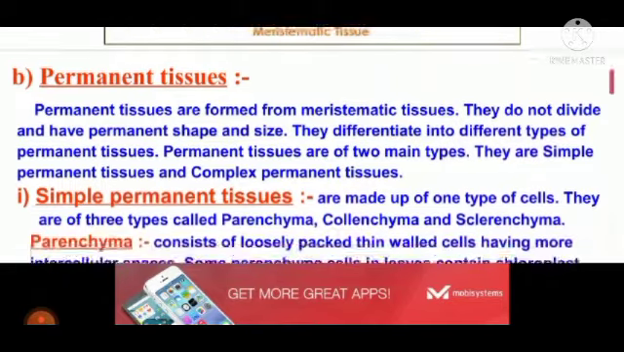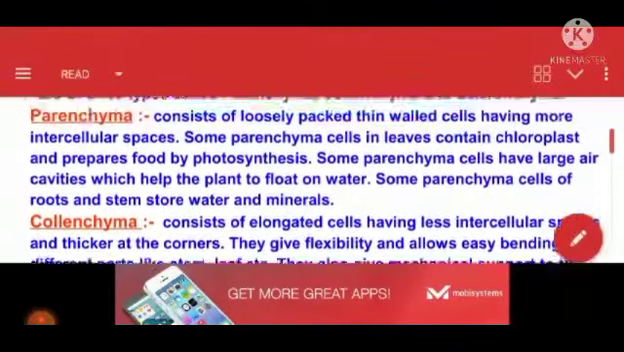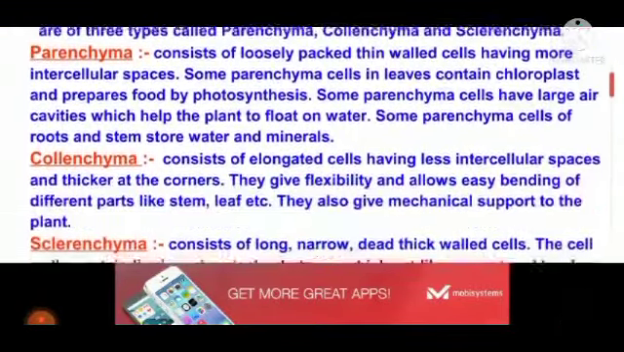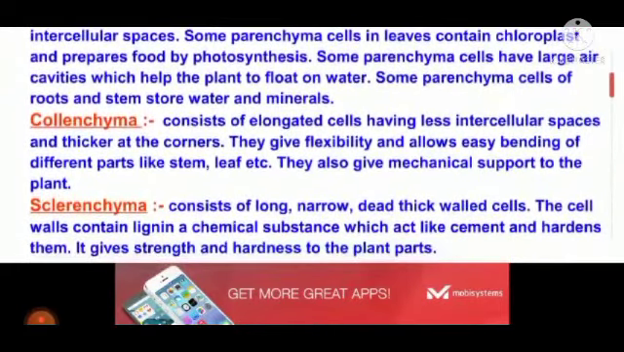Simple permanent tissue are of three types: parenchyma, collenchyma, and sclerenchyma.